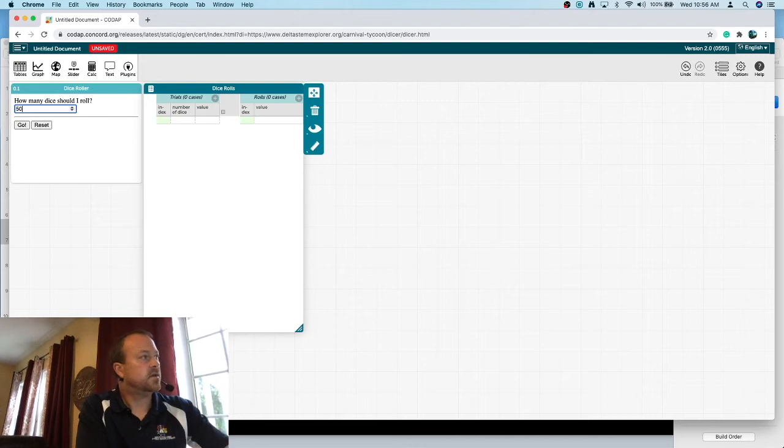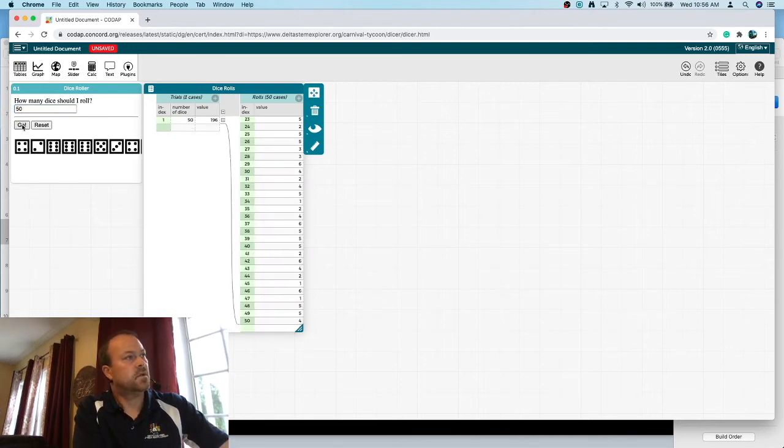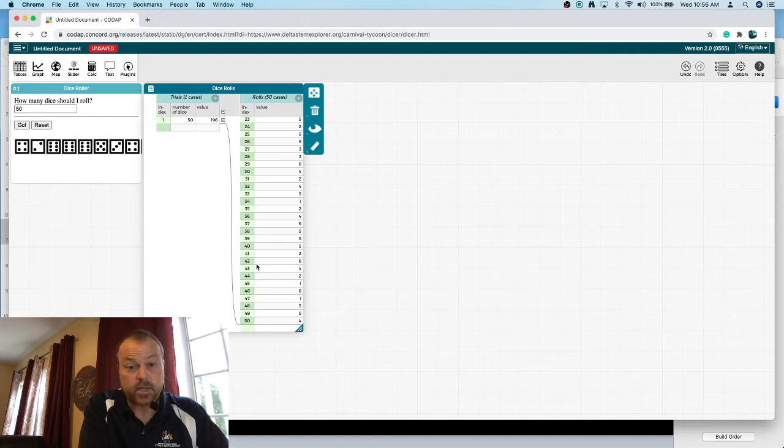50 dice, and we go ahead and roll them, and we get all this data here. Well, it's hard to extrapolate that data without actually putting it into some kind of graph. Well, CodeApp gives you a really good tool for that.